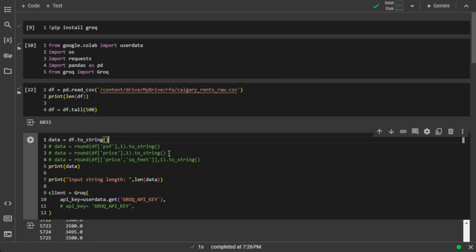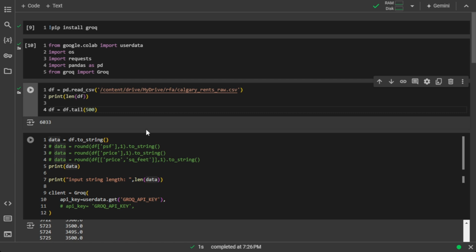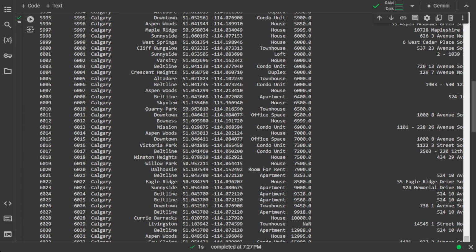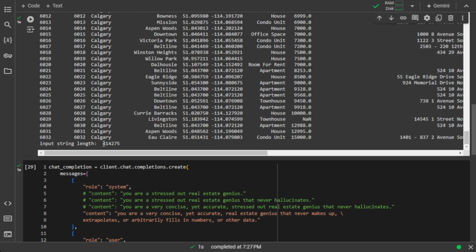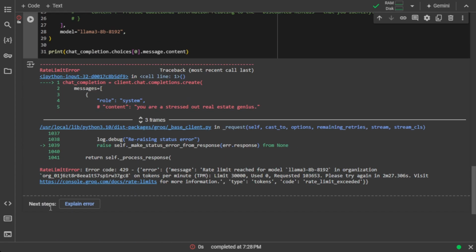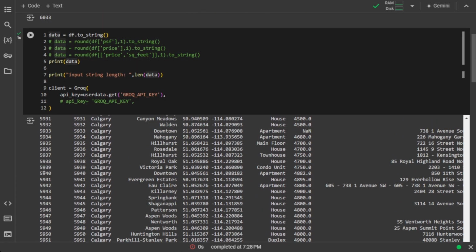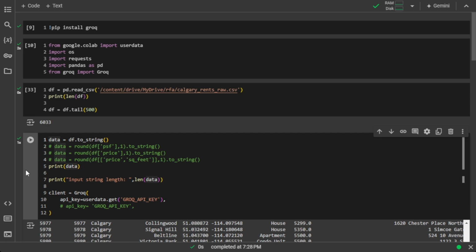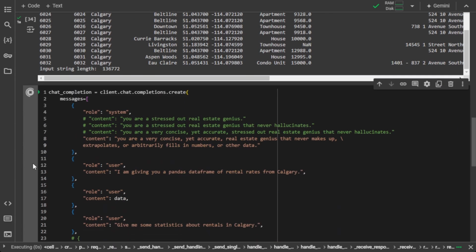Okay, so let's run a few other items. Let's look at all of the factors and maybe limit this to the first 1,500 rows. Let's see how big this is going to be. Okay, so this is all the stuff that's getting fed. We're down to 400,000. This is going to be way too much. Yeah, see, rate limit error. And again, we're going to be starting from the top, so bear in mind that we're going to be looking at the cheaper listings this time.